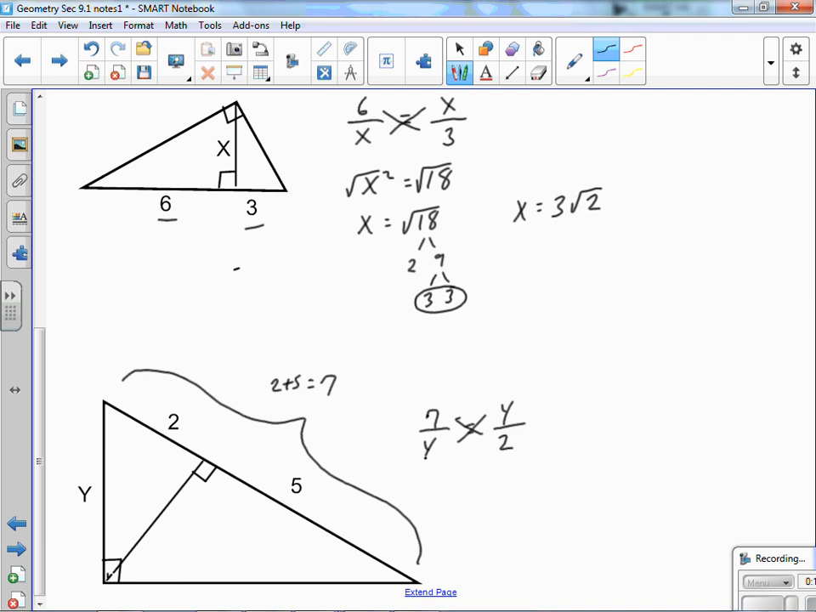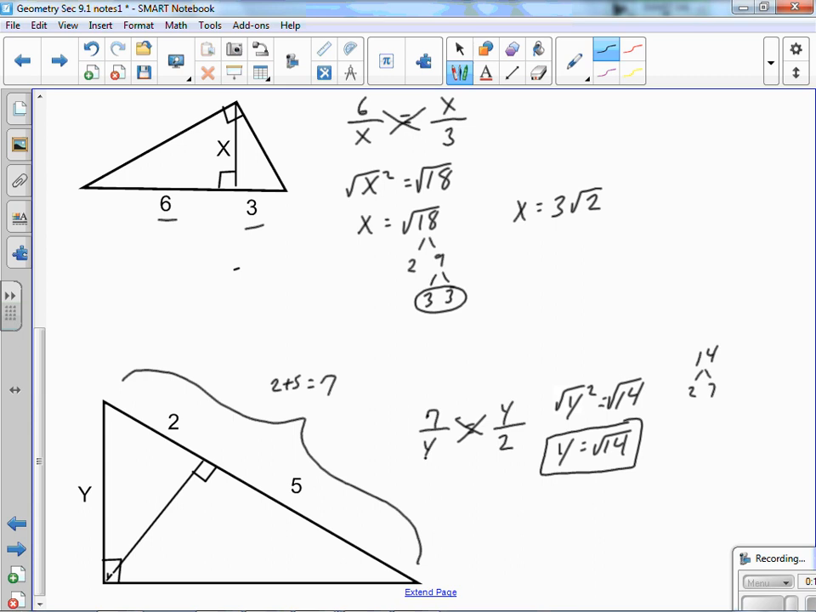So we can cross multiply, and we're going to get y squared equals 14. Take the square root. y equals the square root of 14. If we were to do a factor tree on 14, you just get 2 and 7, and both of those are primes, so we just leave it as y equals the square root of 14, which is a little more exact than if we plug it into a calculator and have to do some rounding on the answer.